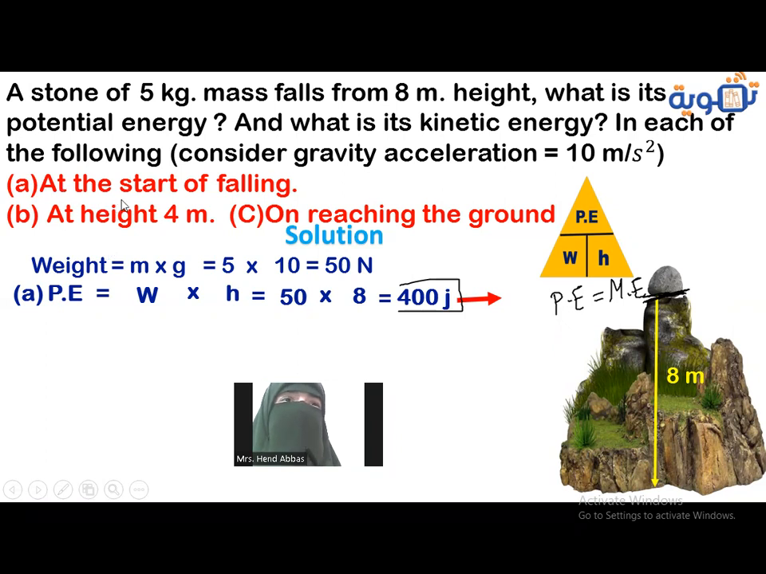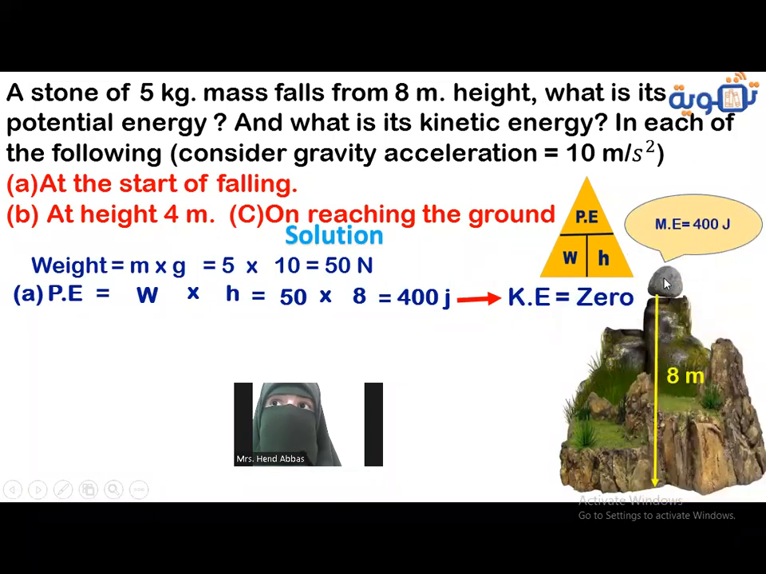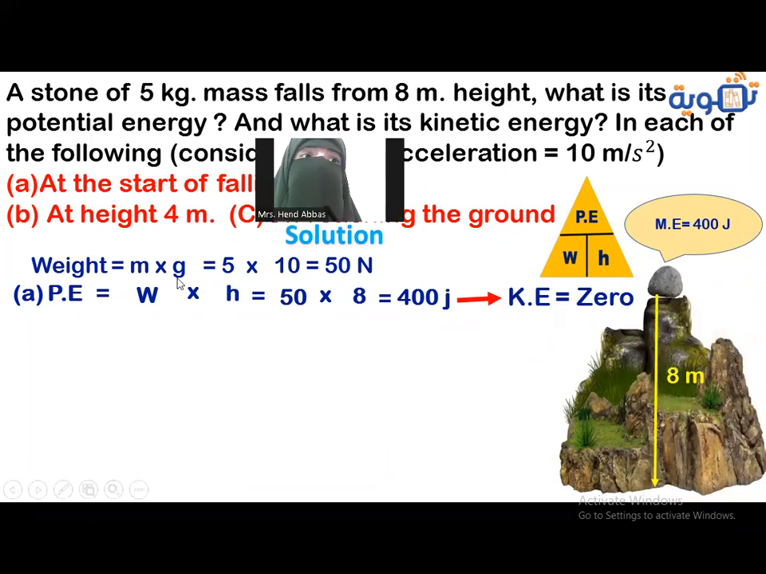But the question needs the kinetic energy. At this point, it doesn't move yet, so the kinetic energy equals 0. Kinetic energy at this point equals 0, and the mechanical energy, as we said, is 400 joules. Okay, what about if it's 4 meters from the ground?